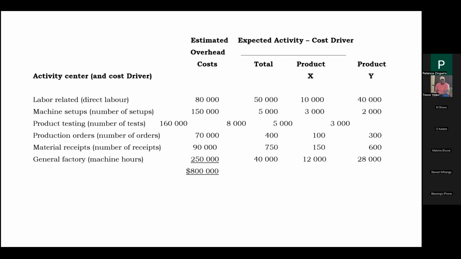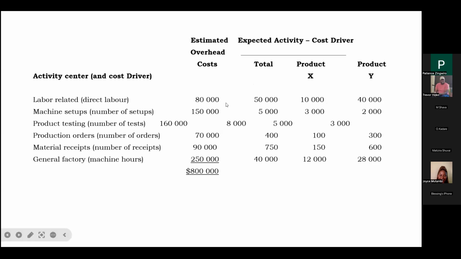Together, all those overhead costs total 800,000. And you see on the other column, there is the total. You notice that under absorption costing, we had a total of 50,000, which is now divided into 10,000 and 40,000: 10,000 under X and 40,000 under Y.